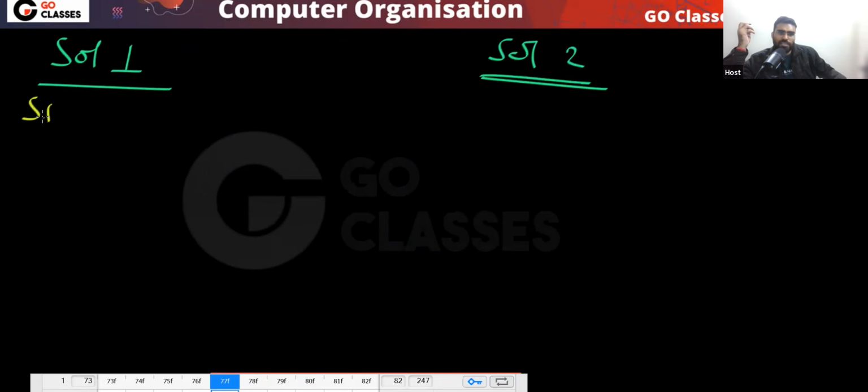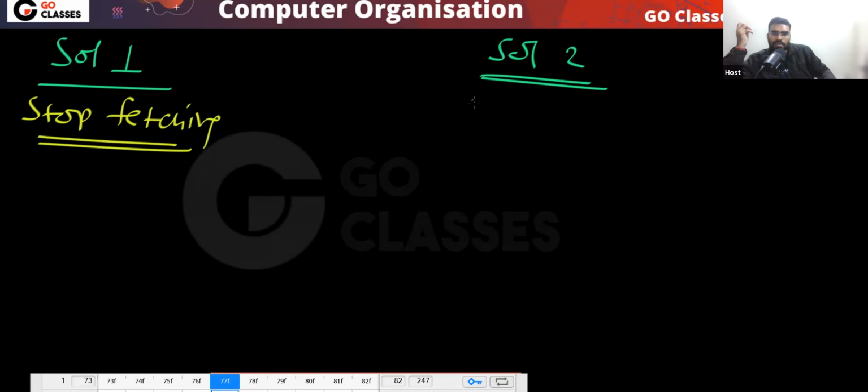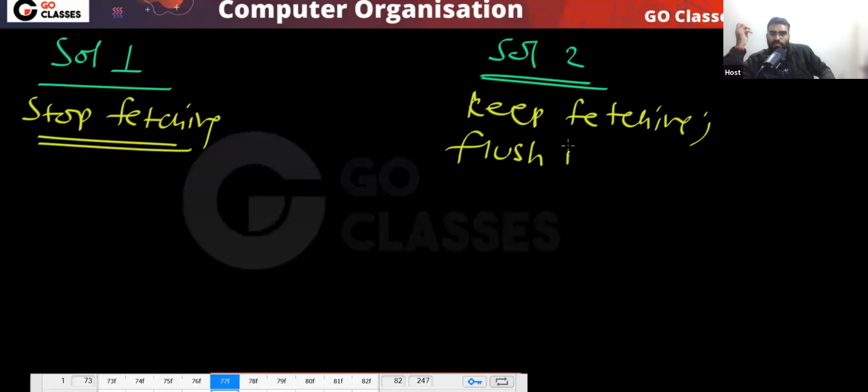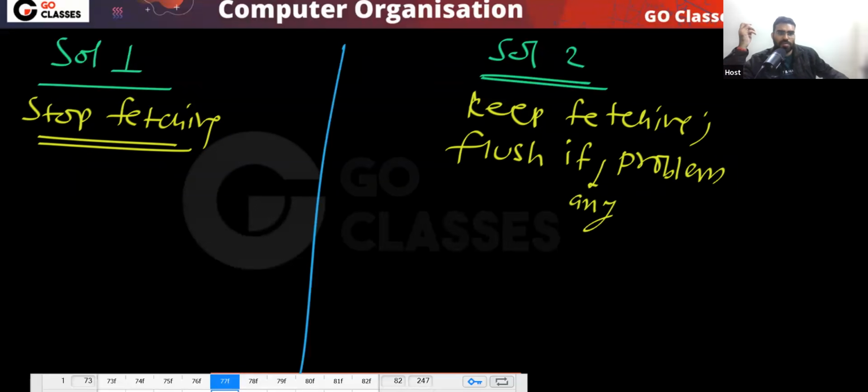So this is the difference between solution 1 and solution 2. Solution 1 versus solution 2. Here you are stopping fetching, and here you keep fetching and flush if there is any problem. So tell me, which solution is better here? Which of these solutions is better?